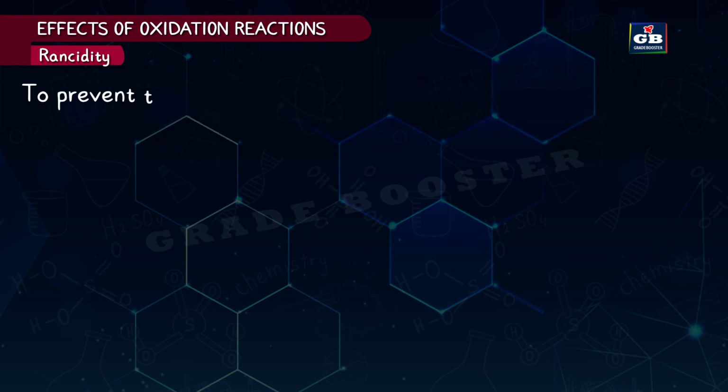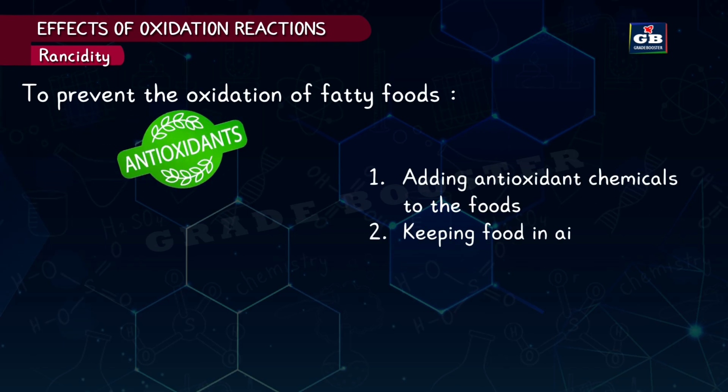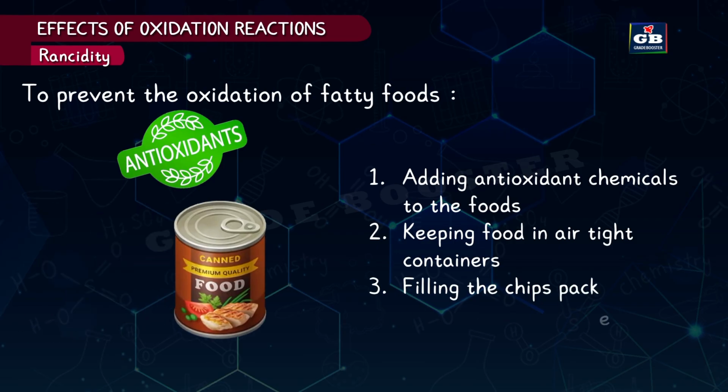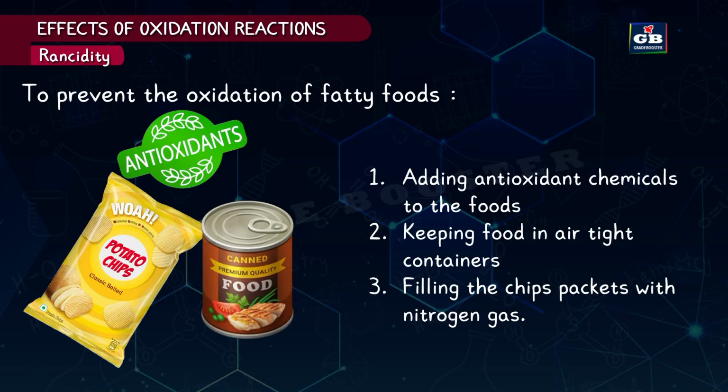To prevent the oxidation of fatty foods, the following preventive steps are followed. 1. Adding antioxidant chemicals to the foods. 2. Keeping food in a tight container. 3. Filling the chips packets with nitrogen gas. This is all about the chemical reactions and equations.